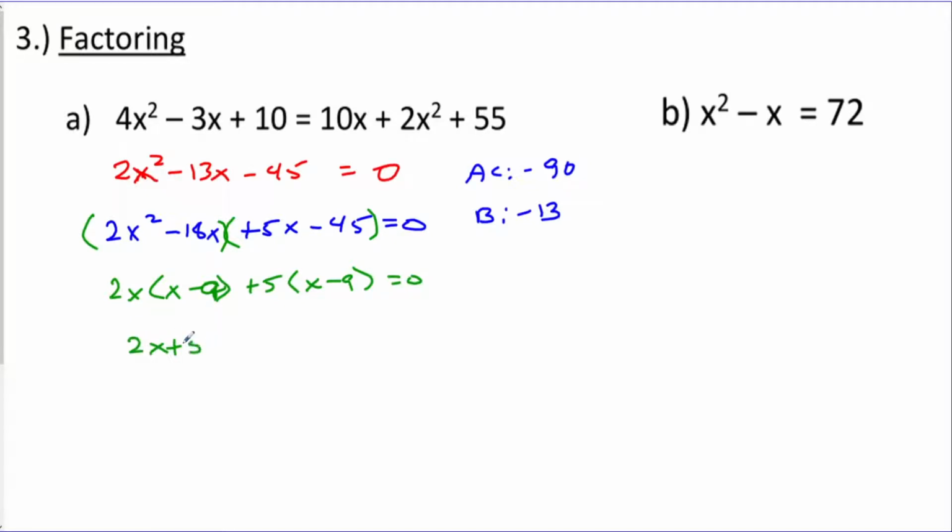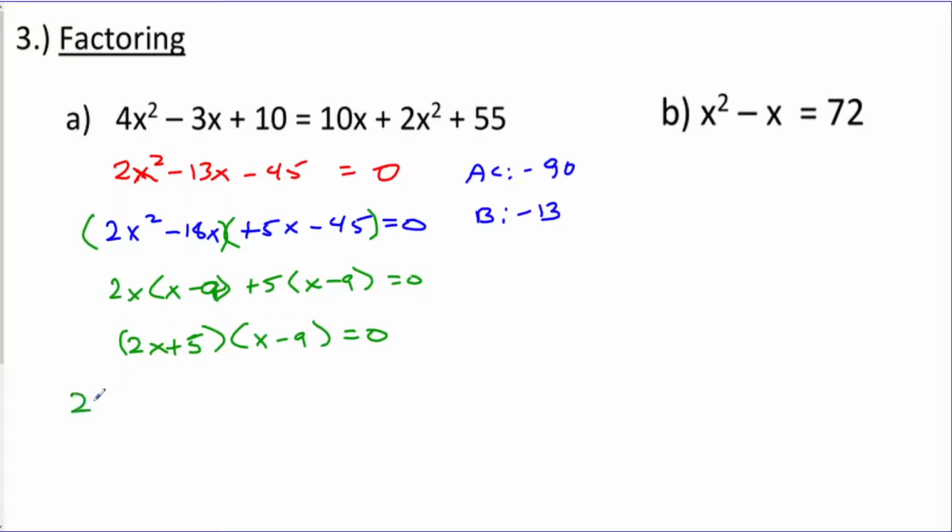2x plus 5 are the outside values. And then I have a common x minus 9. Those are the leftovers. And now I've done it. I factored the expression. The factoring method says after you've done that, then just set your factors equal to 0.